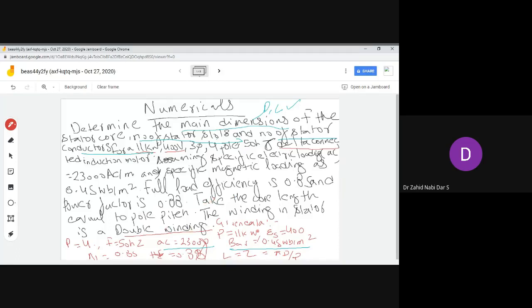Given data: P is equal to 11 kW, ES is equal to 400 volt, BAV is 0.45 Weber per meter square, L is equal to tau is equal to pi D by P. In some books they write it as tau, in some books they write it as Z. I have used tau here, and Z here, same thing, no problem. Don't get confused. P is equal to 4, F is equal to 50 hertz, and efficiency, this is not N, this is basically efficiency, is equal to 0.85, power factor 0.88.